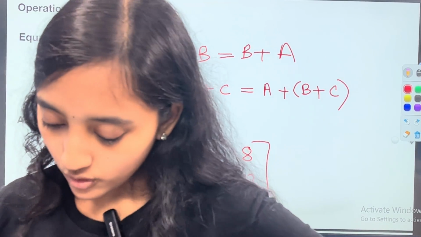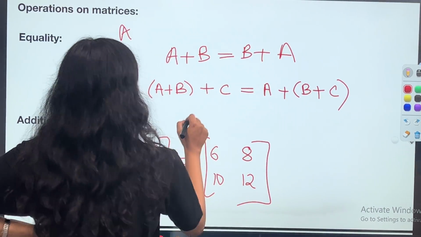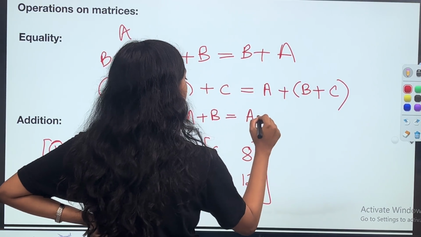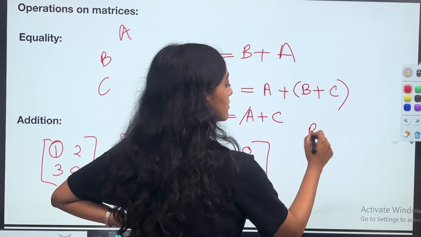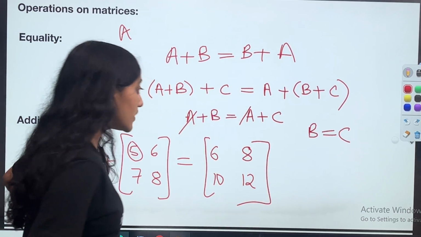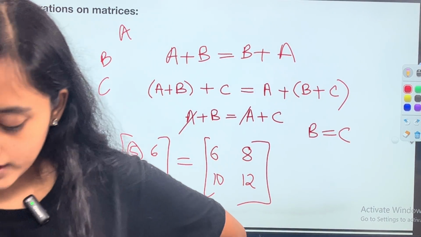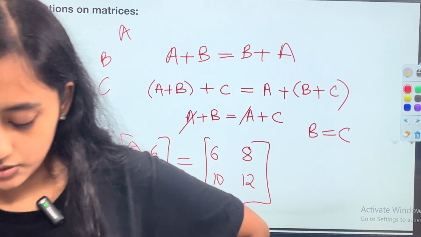For example, if you have A plus B is equal to A plus C, A and A can be cancelled and then you can get B is equal to C. This is possible in matrices. You can cancel on either side and you can get the final value. That is allowed.